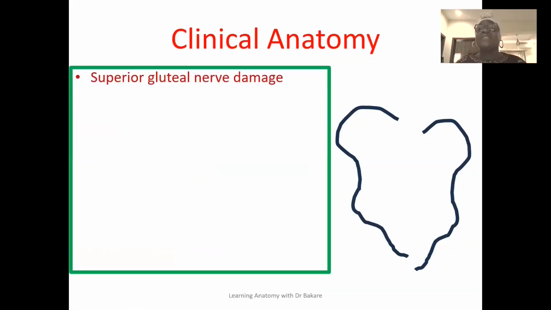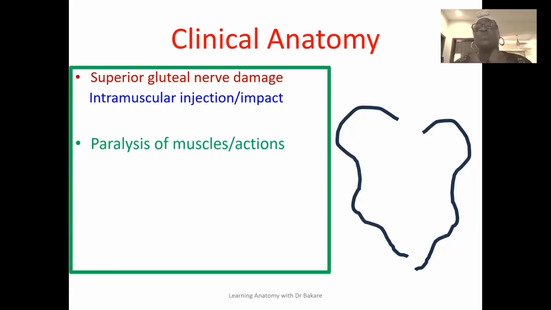The superior gluteal nerve can be damaged, and this damage can occur as a result of intramuscular injection around the gluteal region, or when you have intense impact around this nerve. And when this damage occurs, of course, it will lead to the paralysis of the muscles that it innervates. Remember in our previous slide, we said that the superior gluteal nerve innervates the gluteus minimus, the gluteus medius, and also the tensor fasciae lata. And of course, the actions of these muscles will also be impaired as a result of this damage. We know that these muscles are known to provide stability of the pelvic cavity.